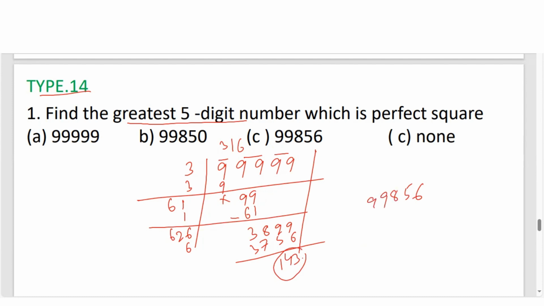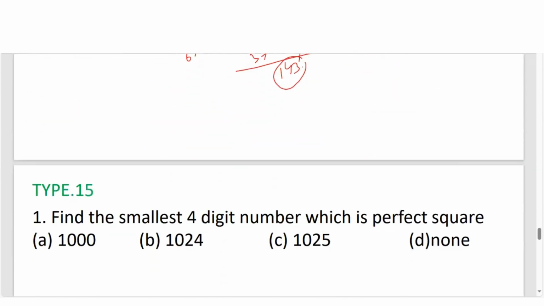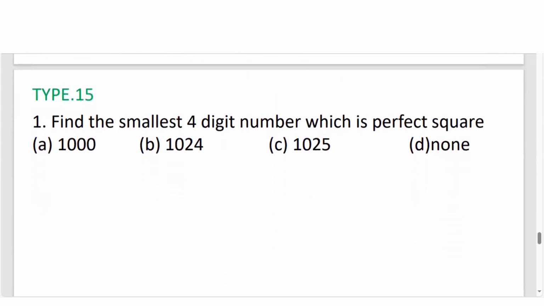So here what we are getting? 99856. So 99856 is our correct answer. Any question of this type, we can go for this method and we will get our right answer. Okay. Now let us see the next question. The next question is also very important.